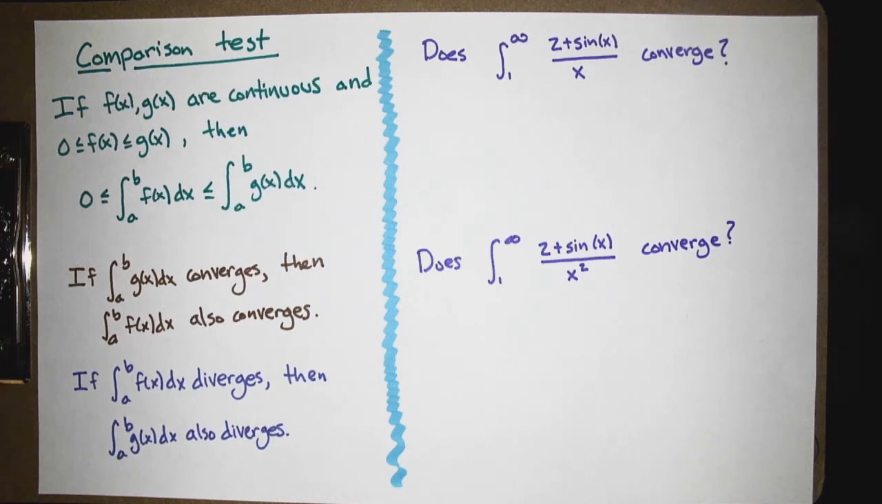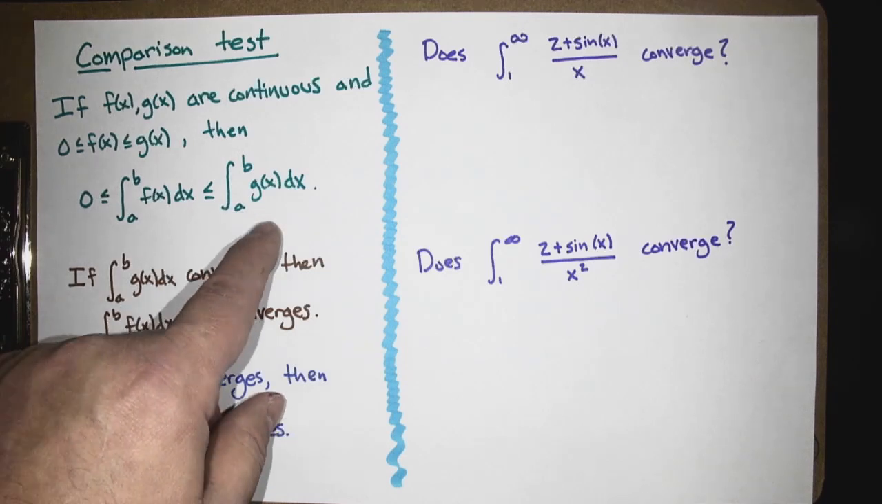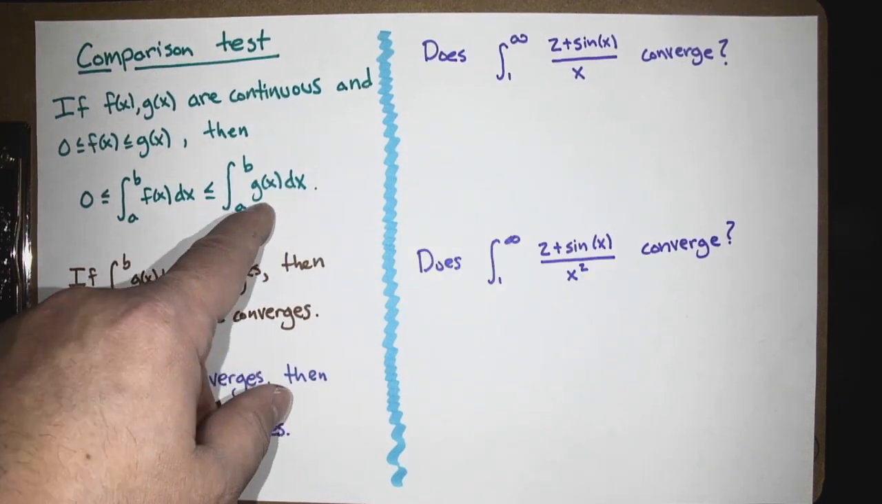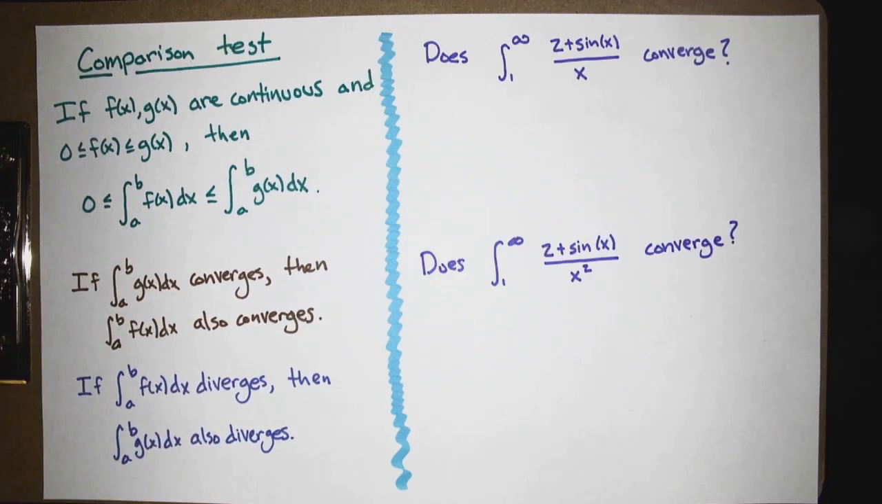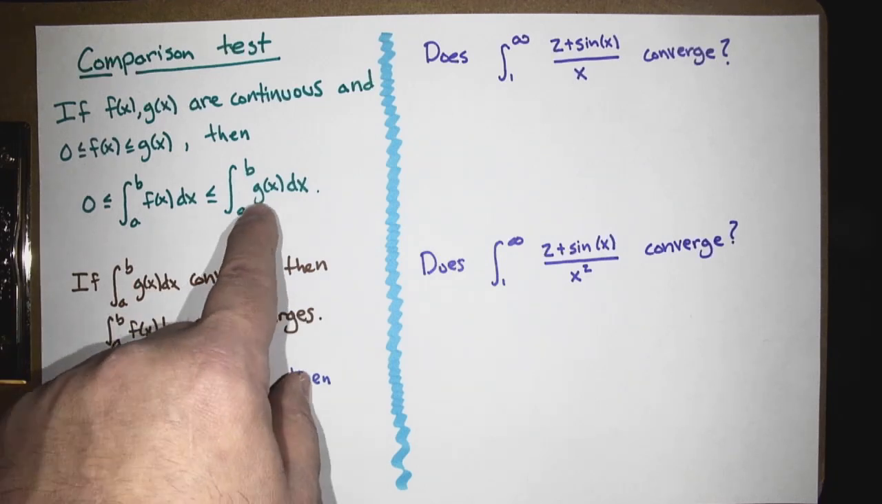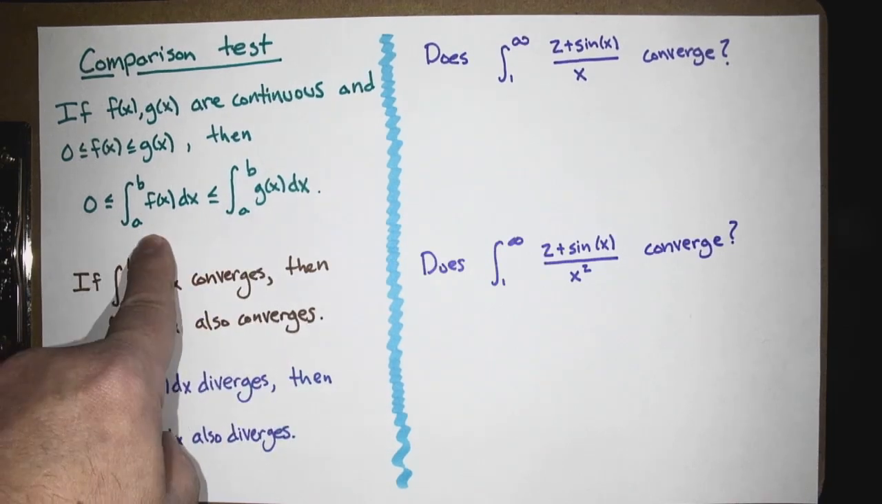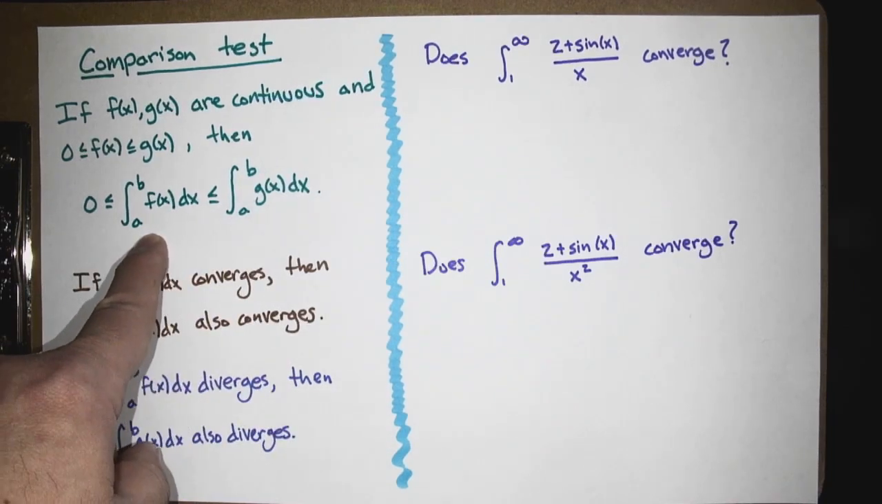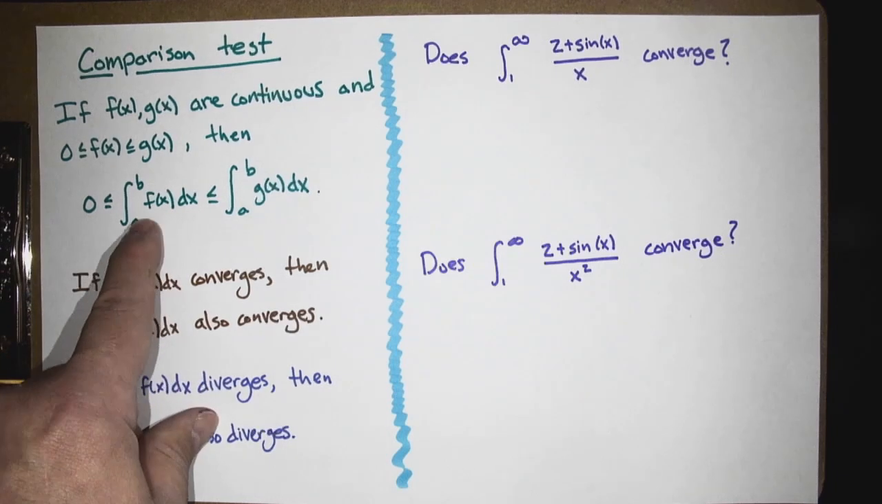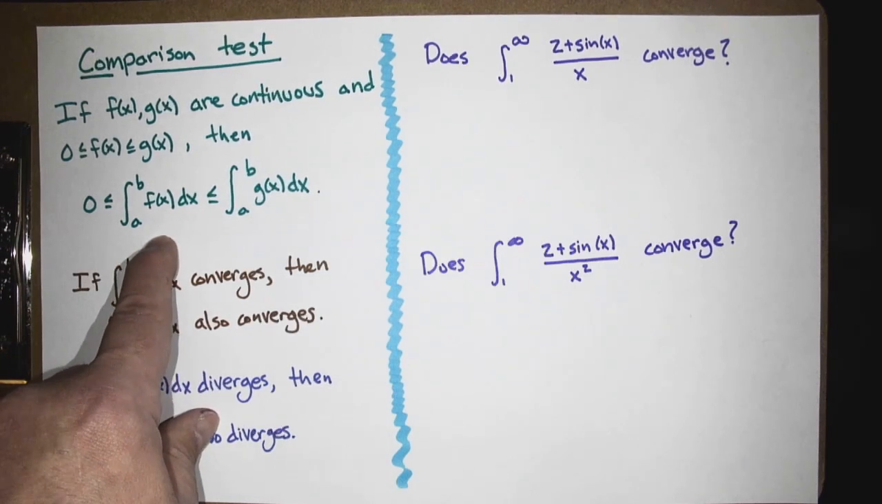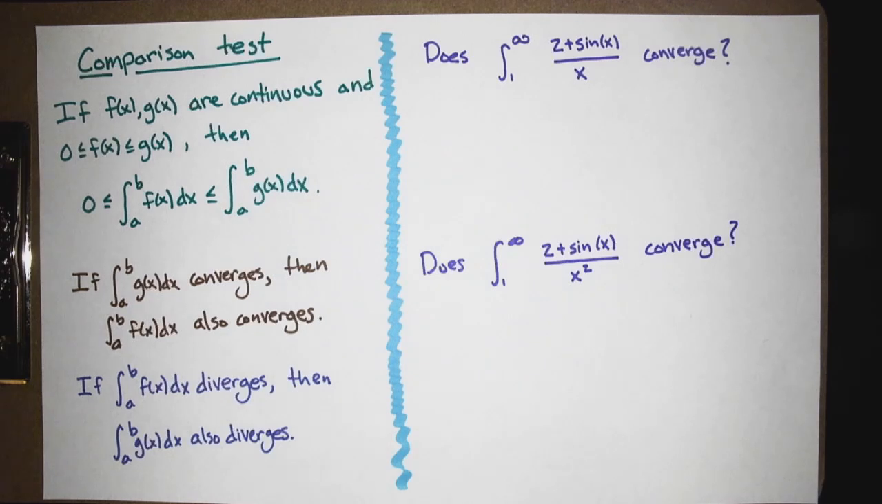Now, be careful, there are things that we can't conclude. If the integral of g of x diverges, what does that tell us about the integral of f of x? If this integral is big, what do we know about this integral? Nothing. We know nothing. It could diverge, it could converge. So be careful. Basic rule of thumb: I'm smaller than something which converges, I'm great. I'm bigger than something which diverges, I'm great. Otherwise, I don't have any information.